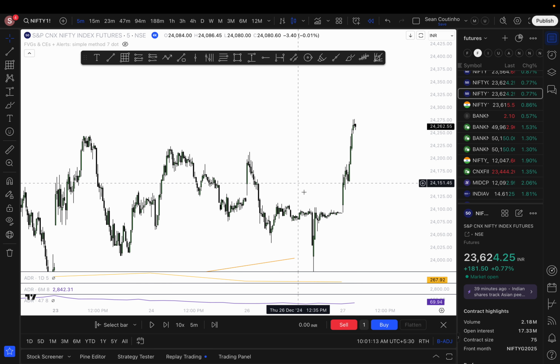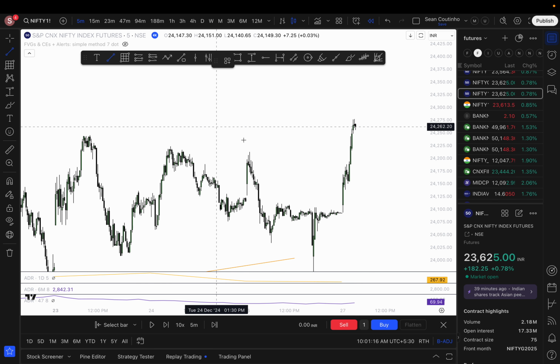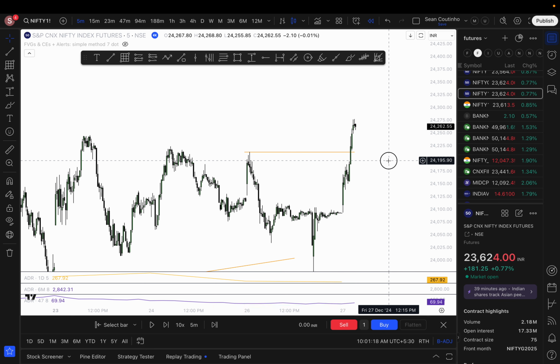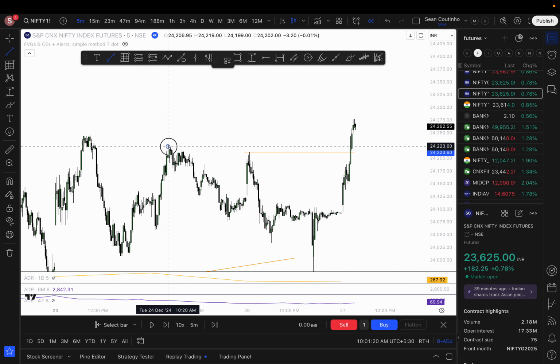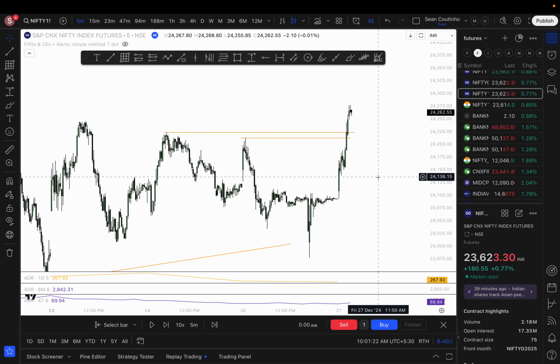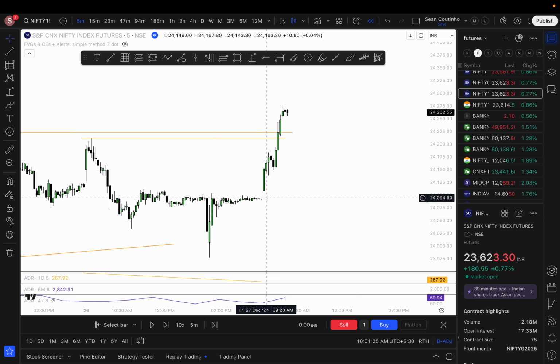Obviously the target is, what is this? This is previous day low, previous day high. First target is this. Second target is POP high. If you want, you can obviously take it higher, but always you need to keep your stop loss here.